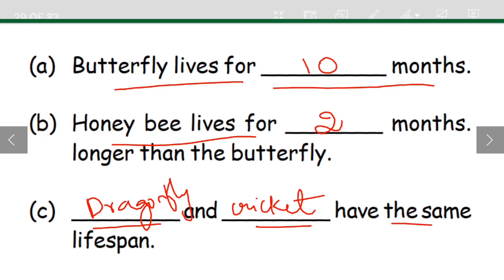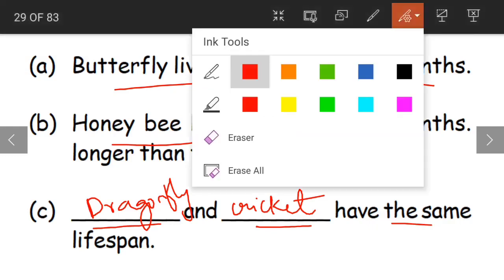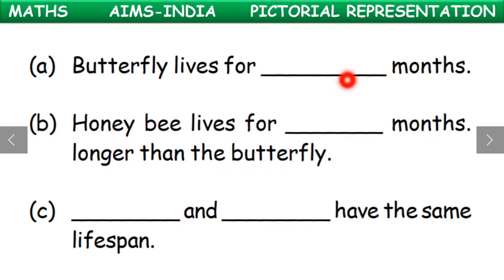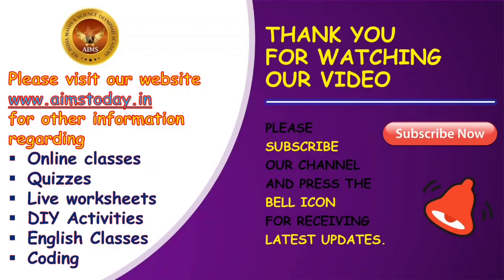So I hope this is clear for you. This is how we construct bar graphs and pictographs, and how we interpret the information, that is, understand the information given in the pictographs and bar graphs, children. In the next class we will discuss multiple choice questions from our chapter Pictorial Representation. I hope today's class was clear.